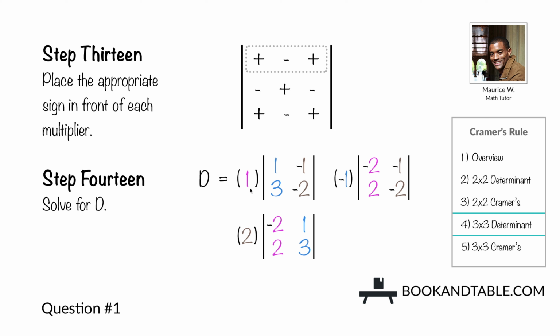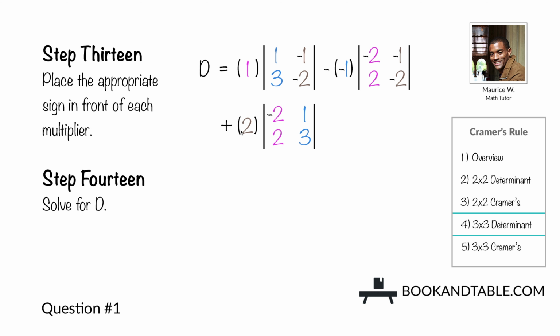The second number in the row should have a negative sign placed in front of it. So that's where this negative comes from. And the third 2 by 2 should have a positive sign placed in front of it. That's where this comes from. And now we have all of the information we need to solve for D. So let's put the sign box to the side.